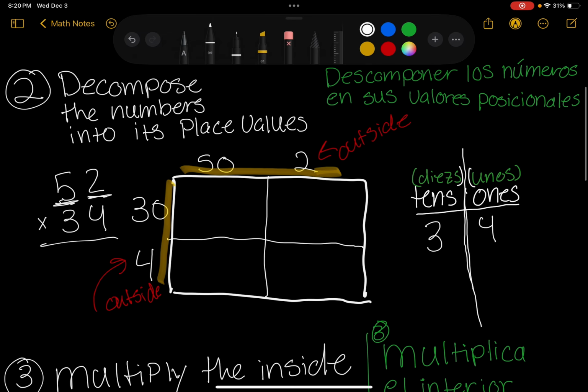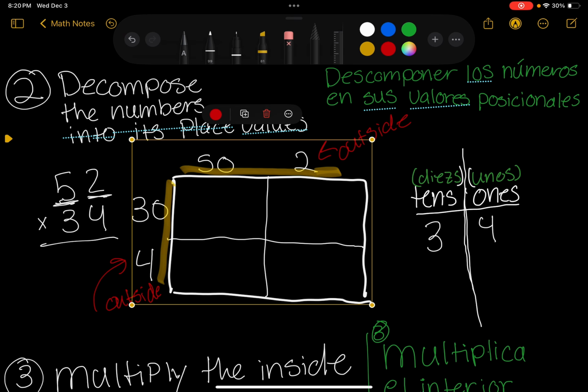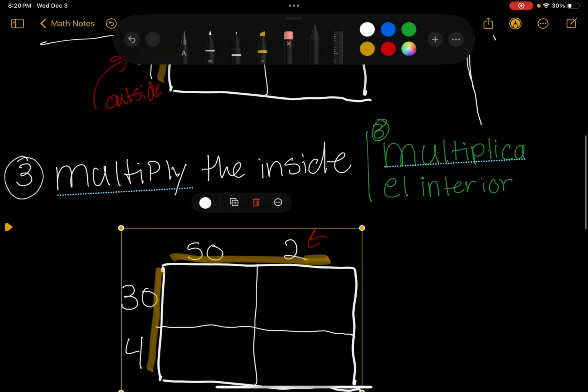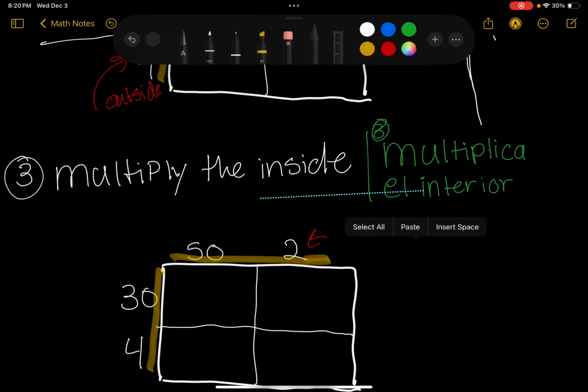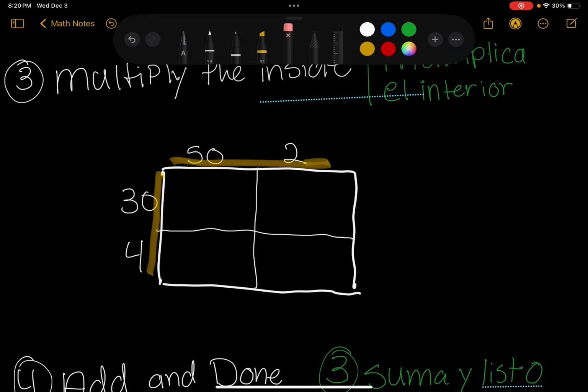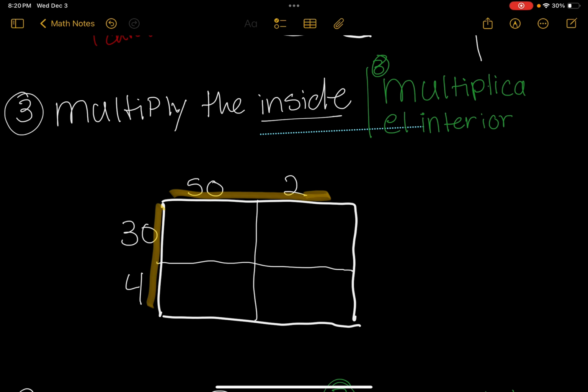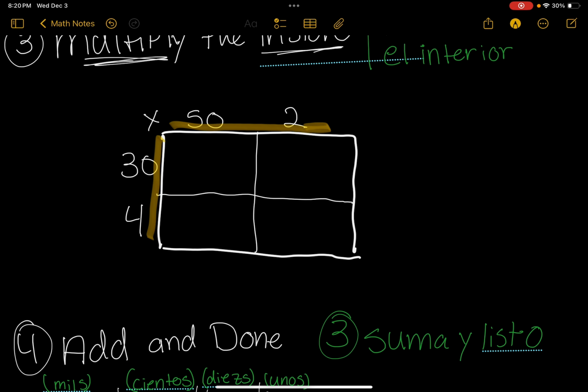And I am going to move this box over because in math, we don't want to do too much work unless we have to. Thank you. And I'm going to delete this little arrow because I don't need it anymore. Now, step 3 is to multiply the inside. We're going to multiply the inside, and I wrote it in Spanish as well. So now, we're going to multiply all the numbers and put the answer inside the box.